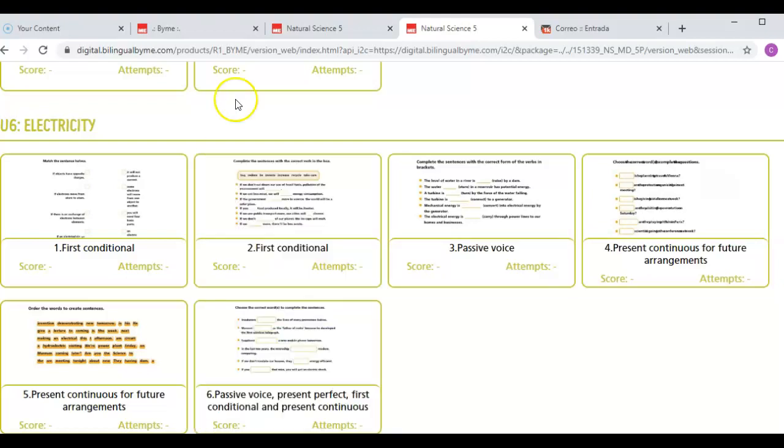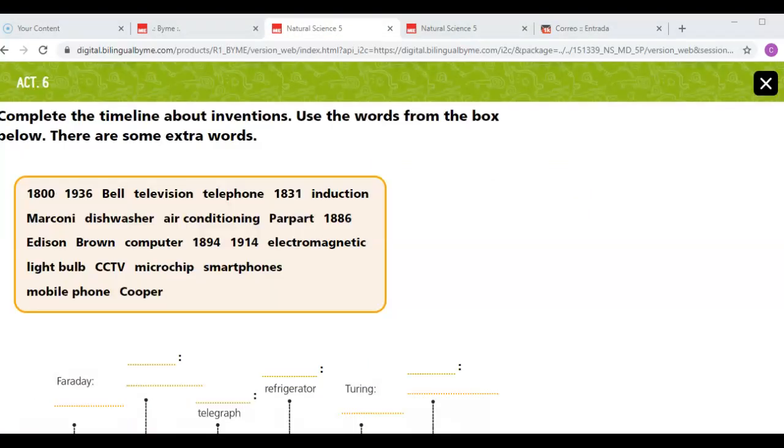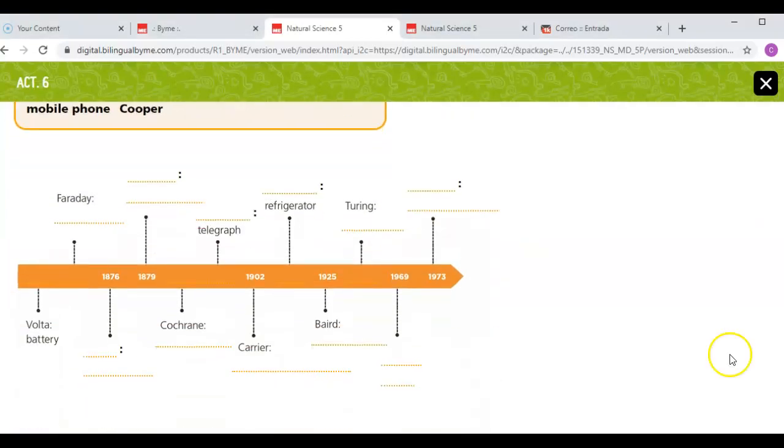So once we have seen this, we go to the book because you have some activities to do at the end of the unit on pages number 88 and 89. Let's see them. In the first activity, activity number 1, you have to complete the timeline about inventions. Use the words from the box below. There are some extra words. So here you've got the words and here you've got the gaps to fill.